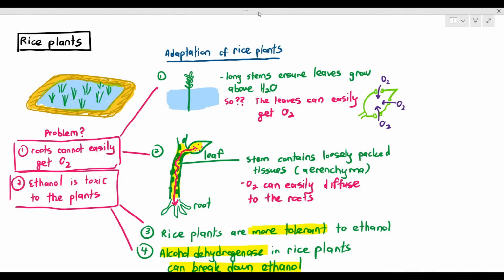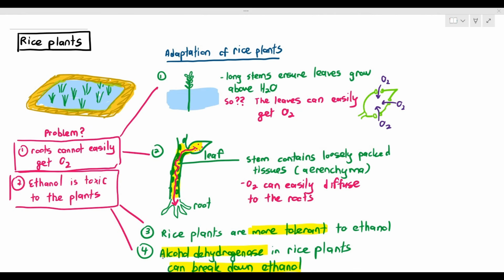The rice plants actually had two problems. The roots couldn't easily get oxygen, and the ethanol is toxic to the plants. So to solve problem number one, the rice plants have a long stem so that the leaves are growing above the water and the leaves can easily get oxygen, and the stem is full of loosely packed tissues known as parenchyma. This allows the oxygen from the leaf to easily diffuse to the roots.